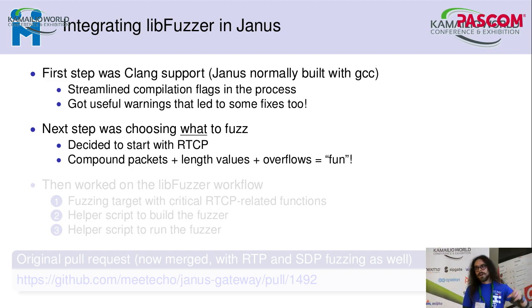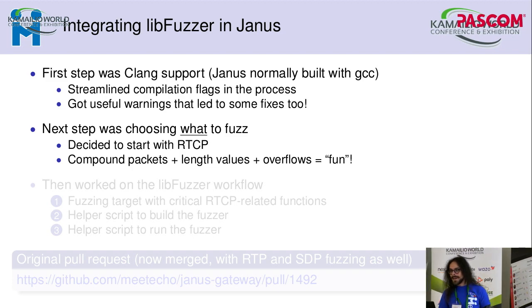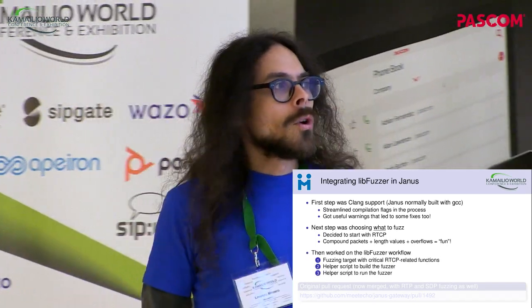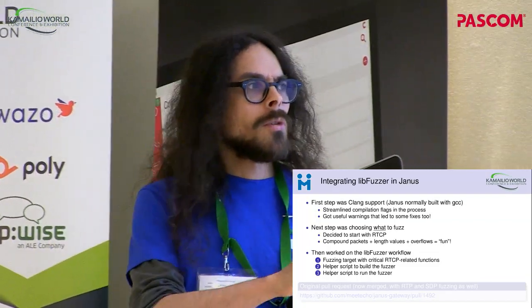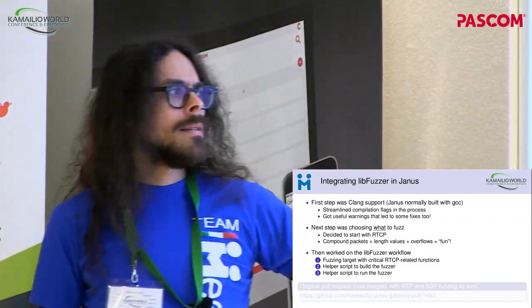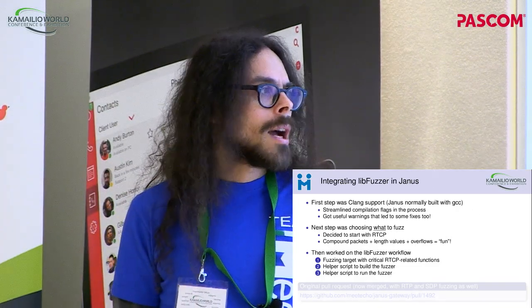So I put the fun there in quotes for a reason, because it was actually quite problematic to solve everything, but it turned out to be an interesting experience. And then, of course, we needed to work on the libFuzzer workflow in general. So again, we isolated some of the critical RTCP-related functions, and then we had to write a couple of scripts to, first of all, build the fuzzer in a way that was compliant with libFuzzer, and some scripts in order to run these in an automated way, so something that we could automate somehow.